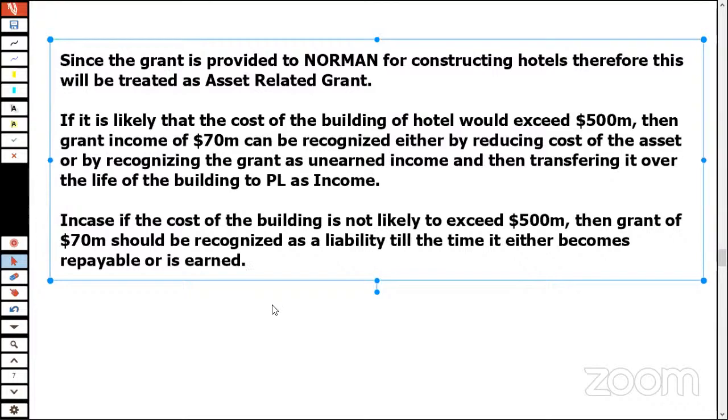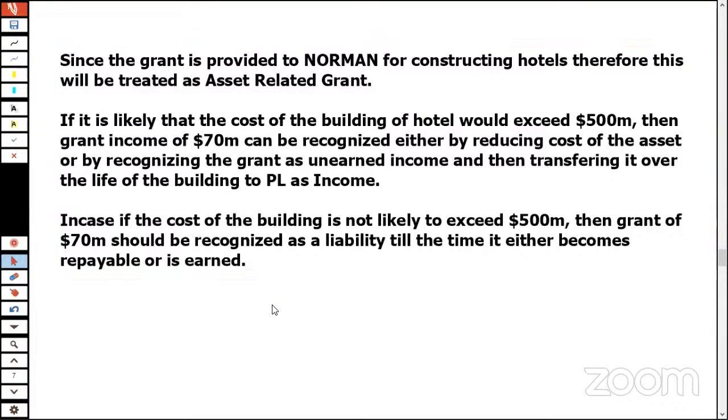So it has to be like, you see, the construction of your building would end. And once your building has been constructed, either of these two things can happen. Either the cost would exceed 500 million, so you would receive it, or the cost would not exceed 500 million, so you have to repay it. So it has to be either of them.